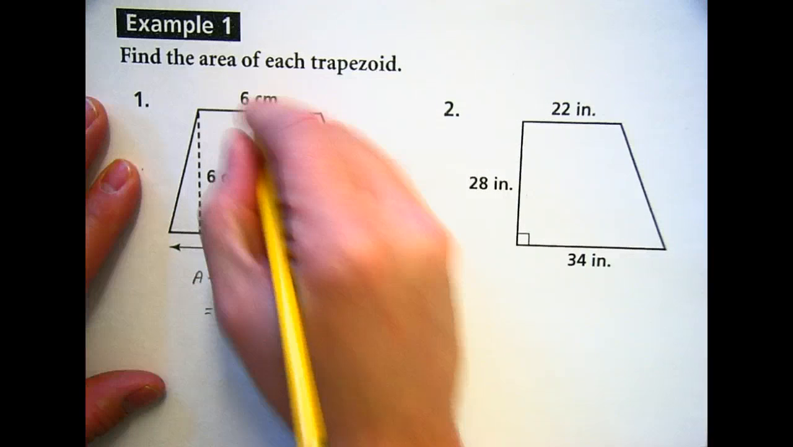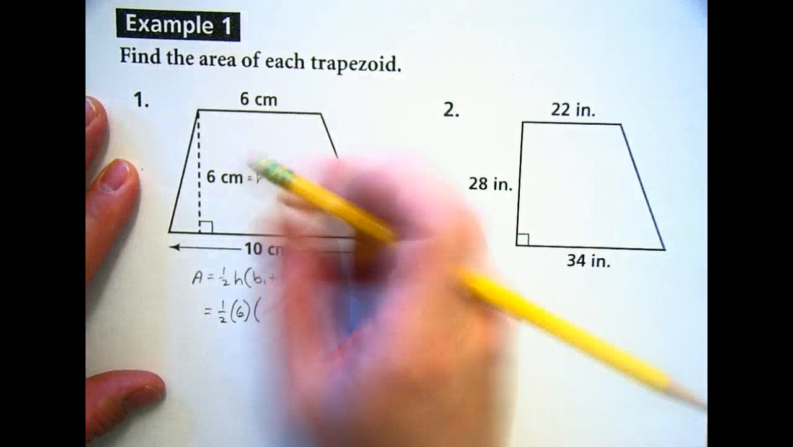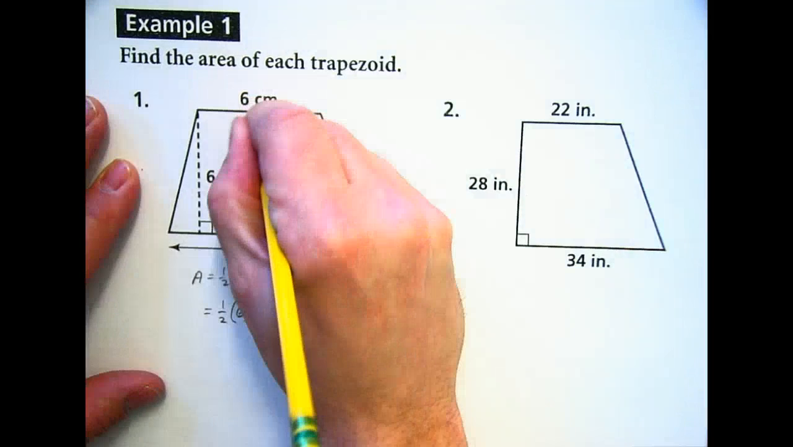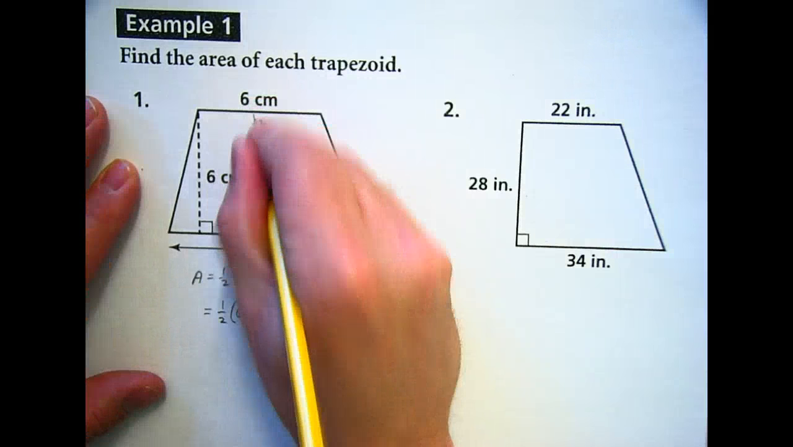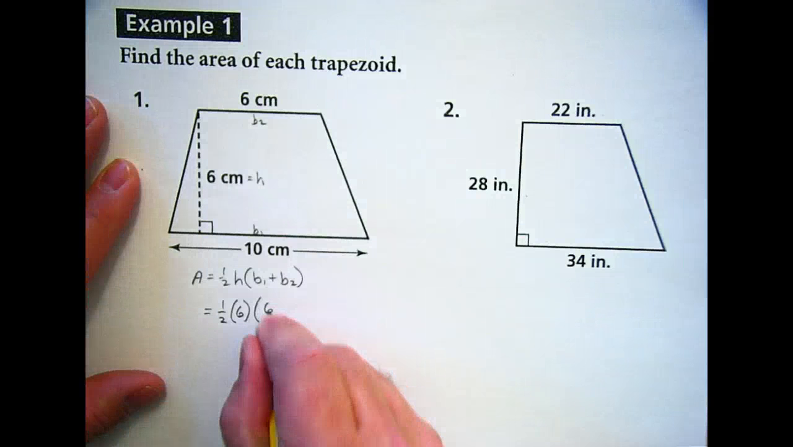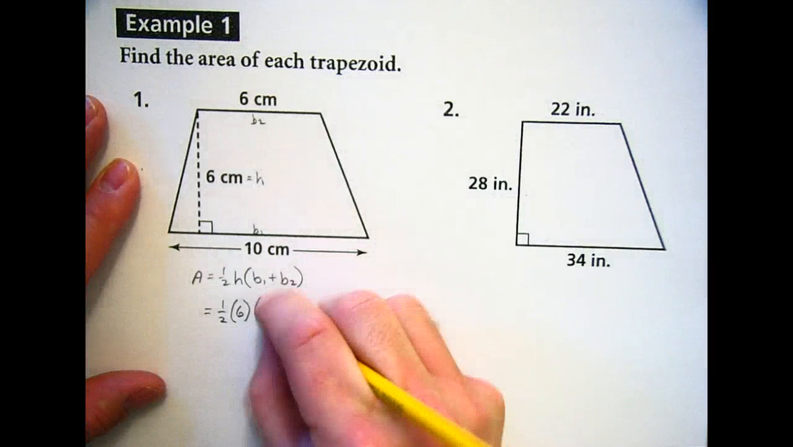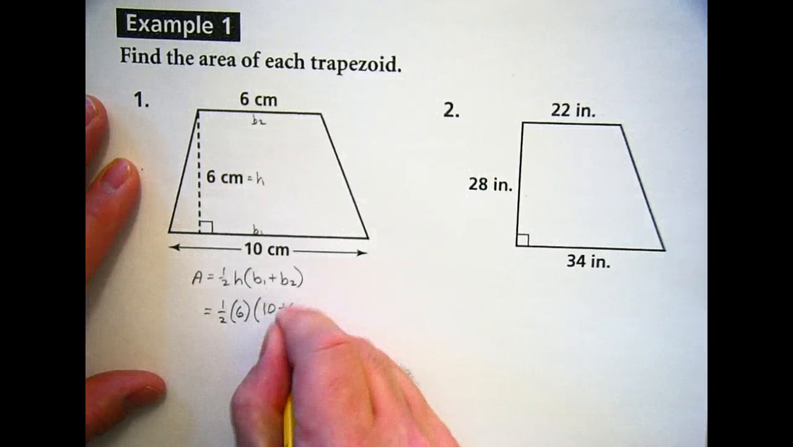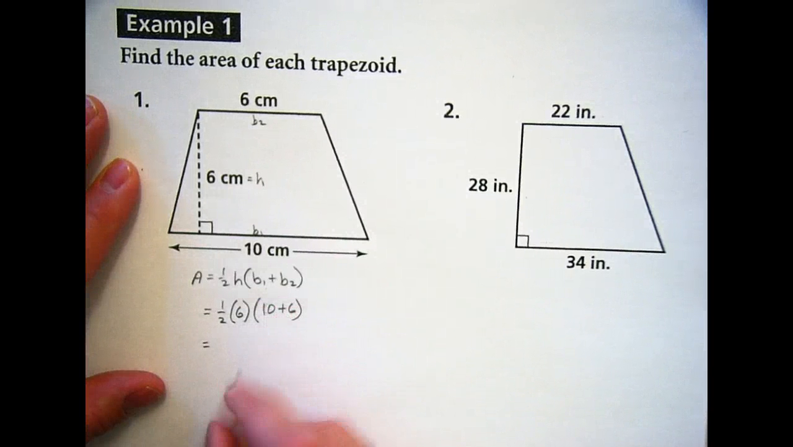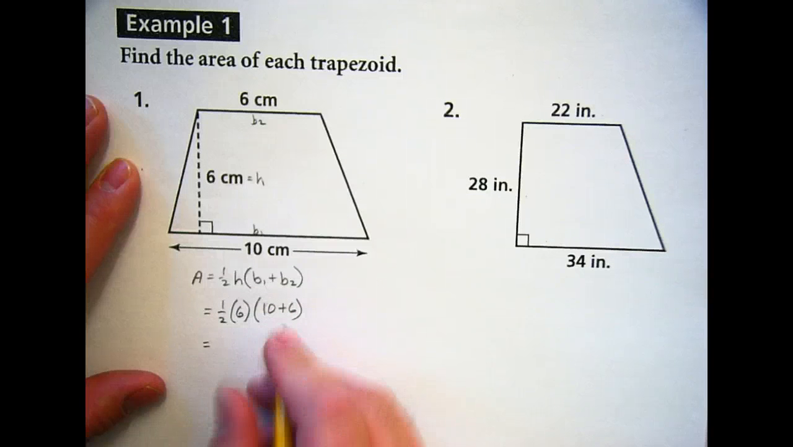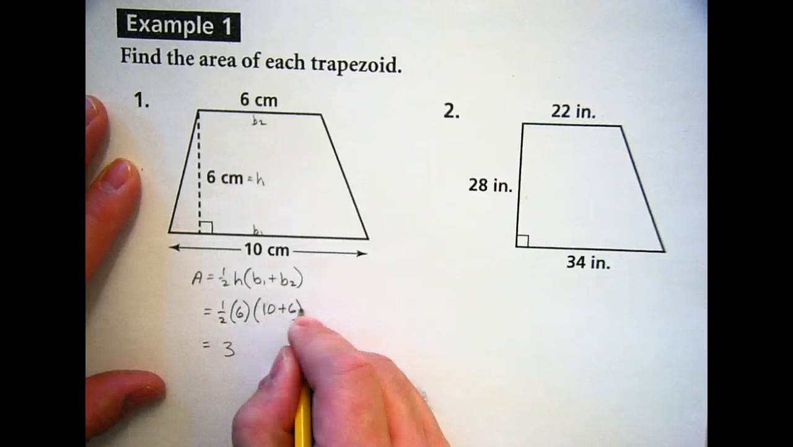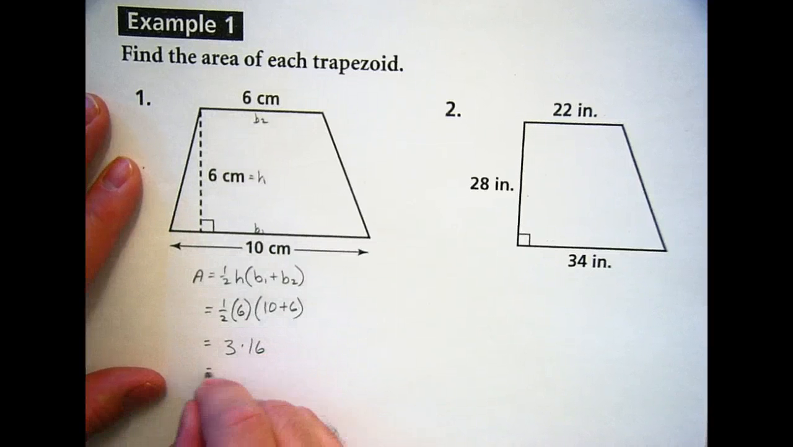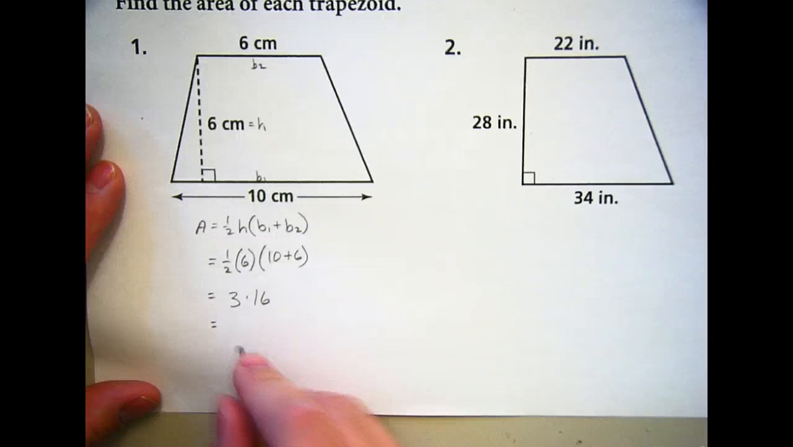16. What's 16 times 6? 96. Okay, does it matter which one's B1 and which one's B2? No, you can add it in any order. Okay, half of 6 is 3. So we get 3 and 10 plus 6 is 16. 3 times 16 is also known as 48 square centimeters.